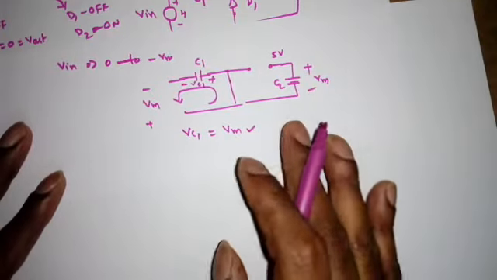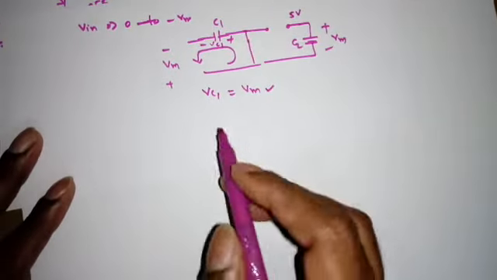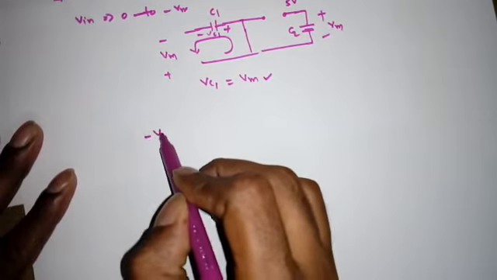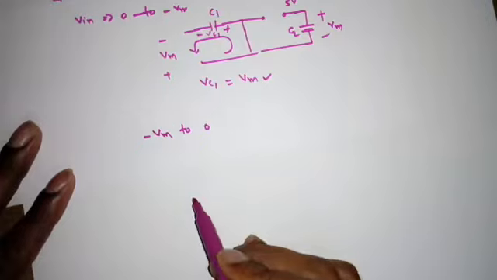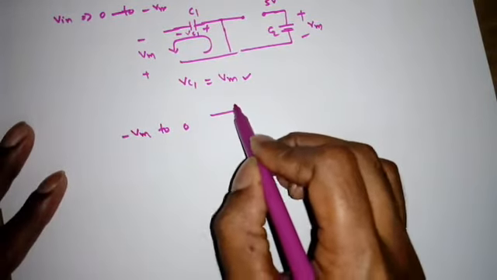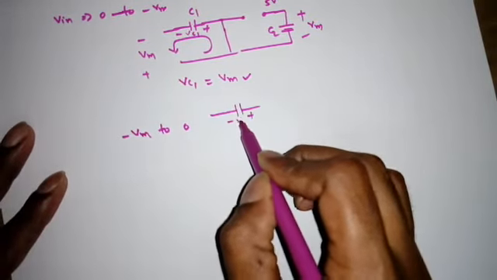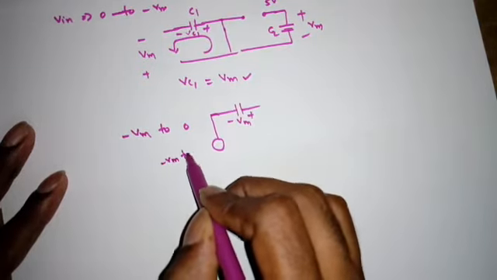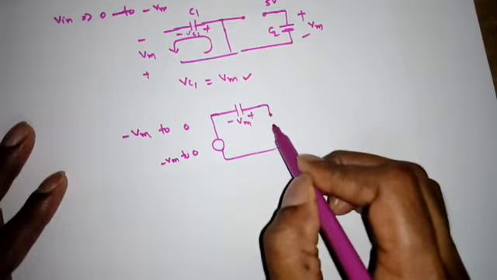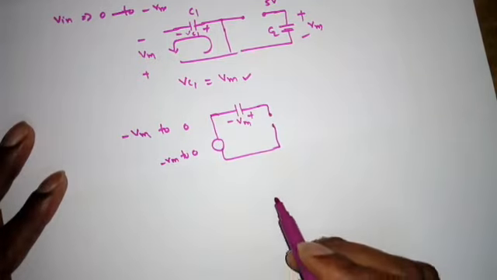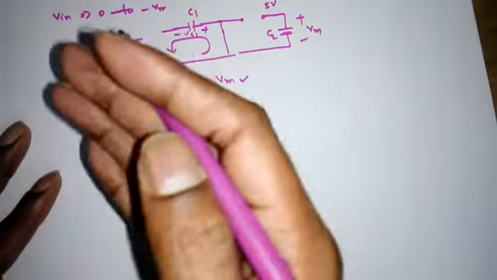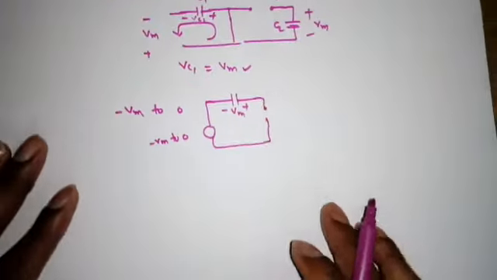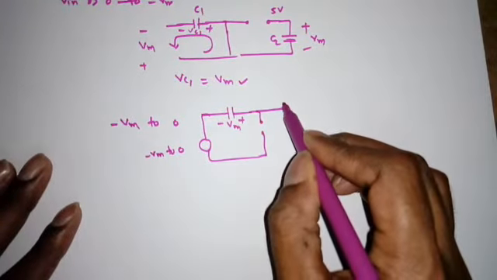Right? Clear? Now what happens again when Vin is varying from minus Vm to 0 volt? So this is plus minus Vm. Now I am changing from minus Vm to 0. So the diode D1 will be off. Very simple. We have already seen that in the first cycle, right? But what happens to the diode D2?